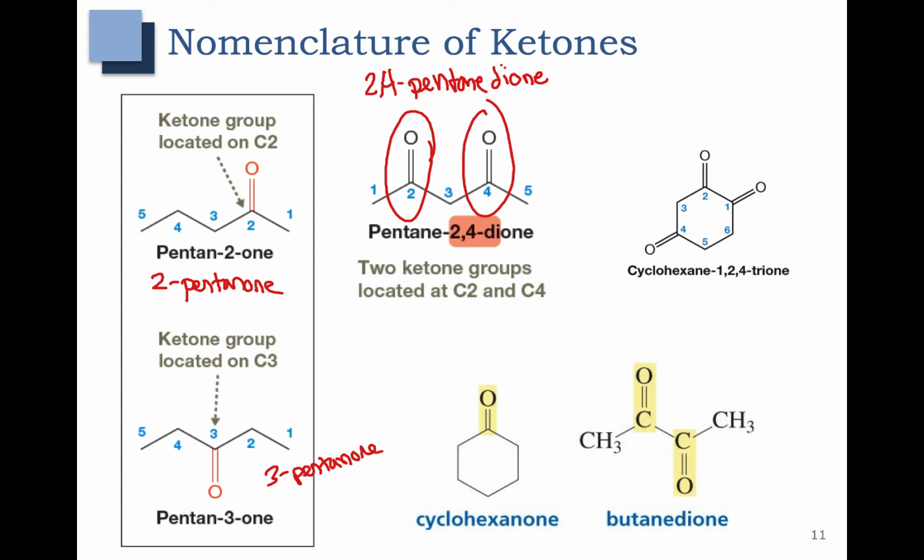Over here, we also have butane-dione. This is another one where we don't need the number because there's no other way to draw this molecule and have 2 ketones. If you start putting your ketone at position 1 or 4, then it's no longer a ketone, it's an aldehyde. So butane-dione doesn't need numbers to indicate where the ketones are because there's no other place to put them.